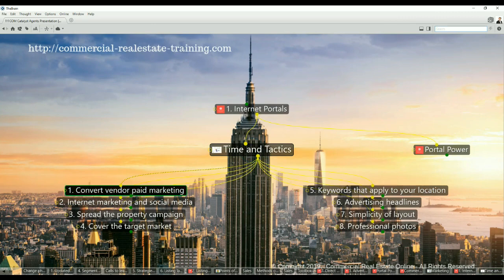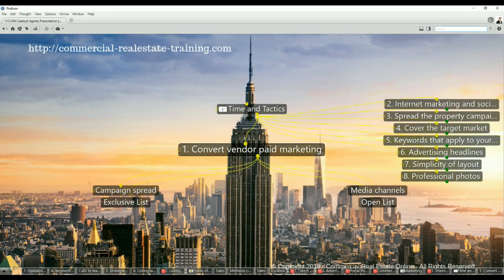Number 1 is converting vendor-paid marketing. I said to you that it's so important, and indeed it is. You can't just simply market something today and hope that the inquiry will come to you. Sometimes you need to spend money on that property listing, and that money should be vendor-paid. Don't spend money yourself. There's no point. The agents that do that are approaching the industry, approaching the marketing process of their listings incorrectly.